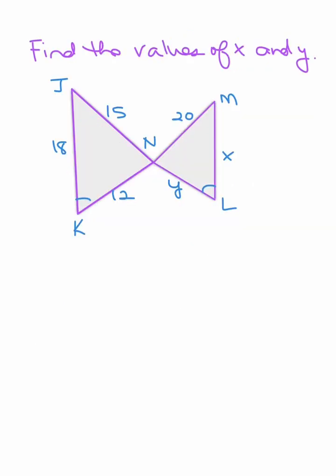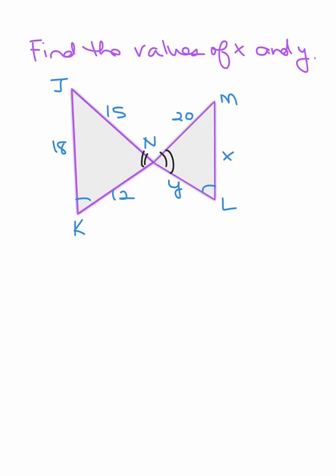And in our last problem today, we're also going to find the values of X and Y. So I have one marking already of congruent angles. I have angle K is congruent to angle L. And I also notice that I have vertical angles here. So I can say that these triangles are similar by the angle-angle similarity theorem.